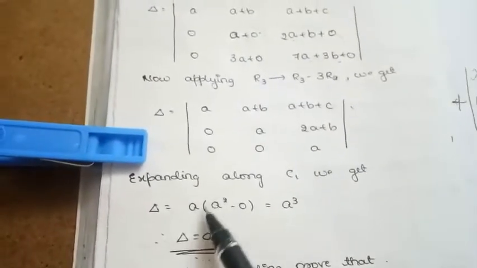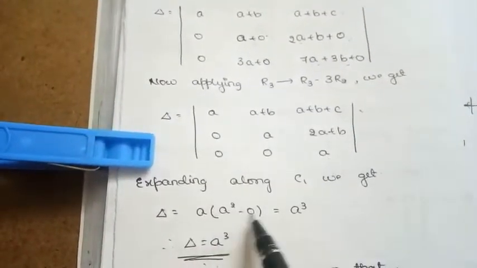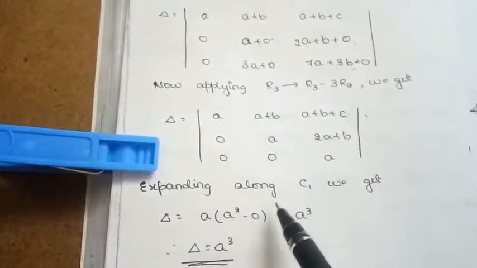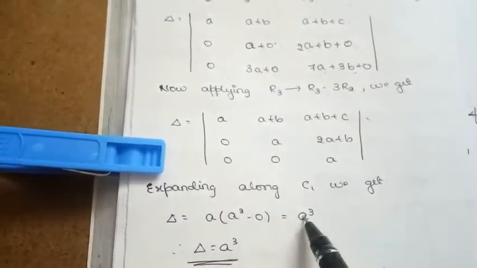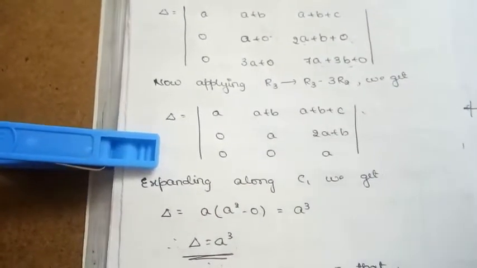So at that time what happens? a into a square minus 0, remaining these two are equal to plus 0 plus 0. Multiplying, I get the value of determinant as equal to a cube. That is what we need to show. This is how we are going to solve the problem.